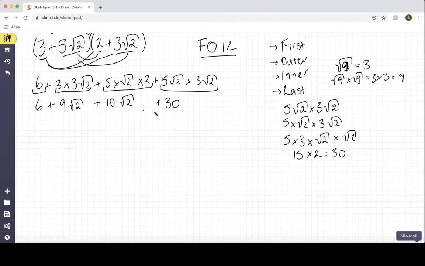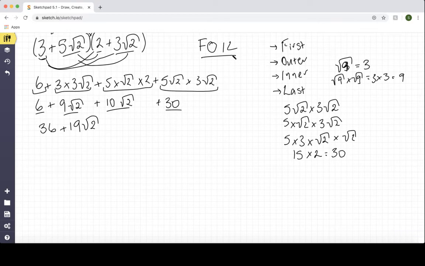And then you can just add up each of the similar components. So you have 30 plus 6 gives you 36, and then 9 root 2 plus 10 root 2 is going to be 19 root 2. And that's your answer. Okay, so that one's a little bit tricky.